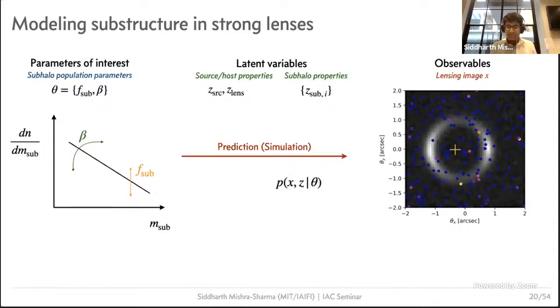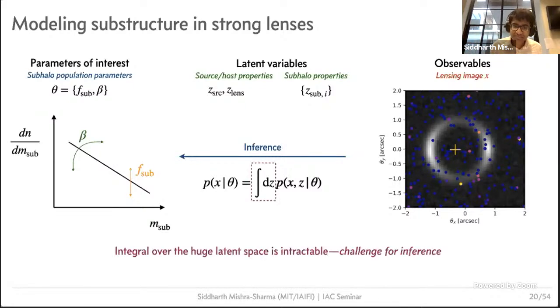So it's easy to create a simulation. We take our model, we draw some random latent variables like masses that are consistent with this model, we put them down, run our ray tracing code, and get an image. Going the other way is much harder because we have to integrate over all of these different possibilities. We have to integrate over all of the different possible positions of the subhalos and all possible masses that subhalos could have. So this is a huge latent space, which makes the problem difficult. And this is the big challenge for inference.